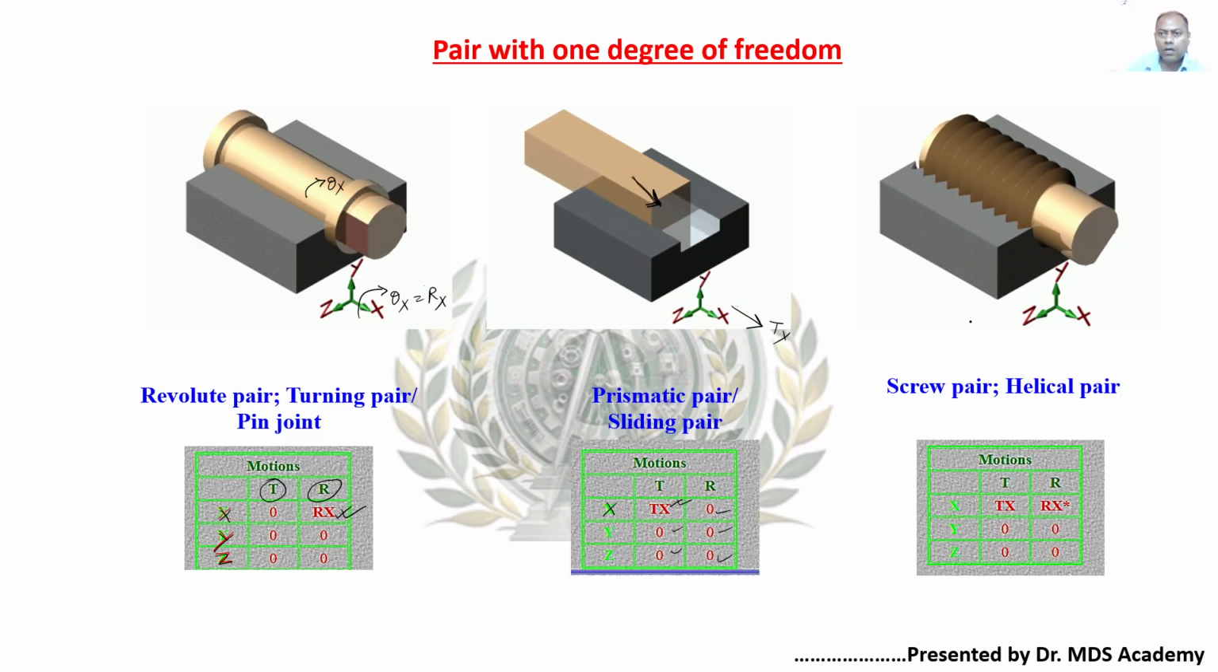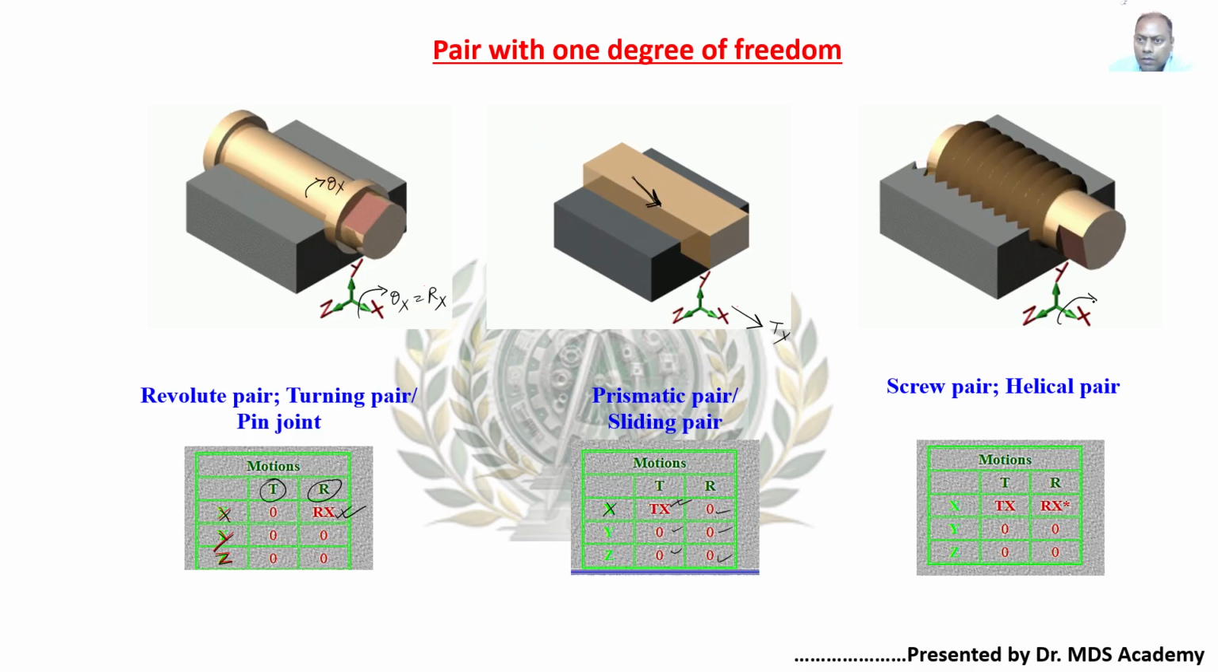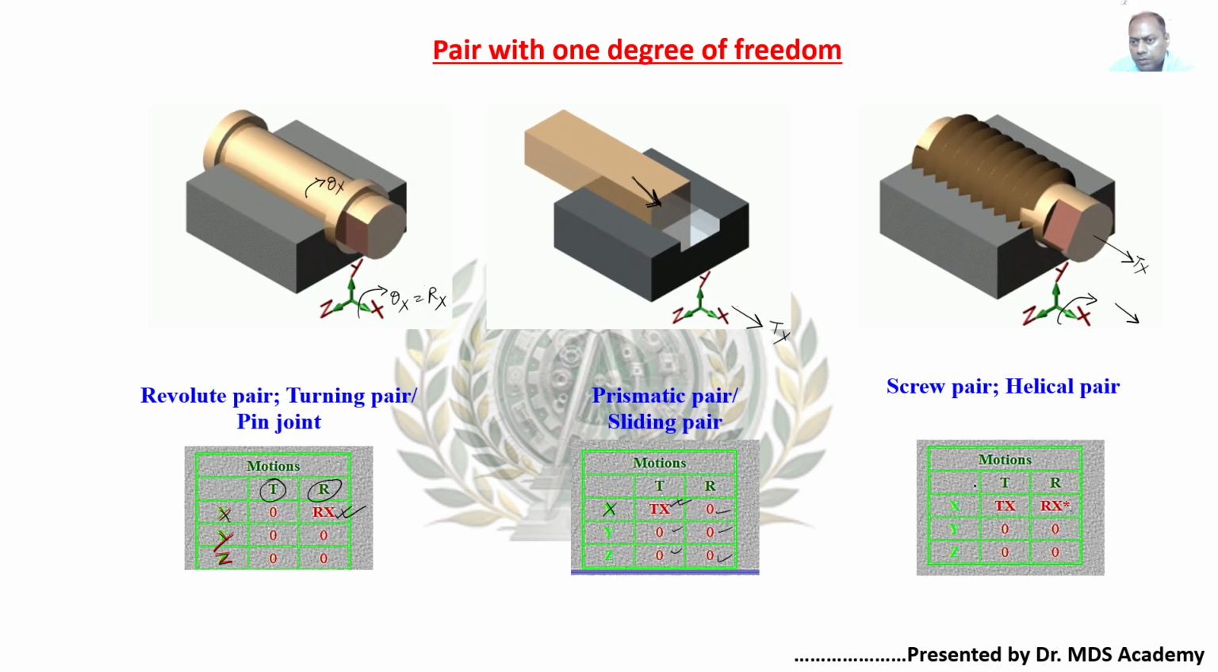Now let's take another example, the screw pair. Here we are rotating this screw about this x-axis, and by default it is translating. Mainly this body is rotating along this x-axis, so that's why Tx is present here, and by default it is giving Rx. So again it is the case of 1 degree of freedom.